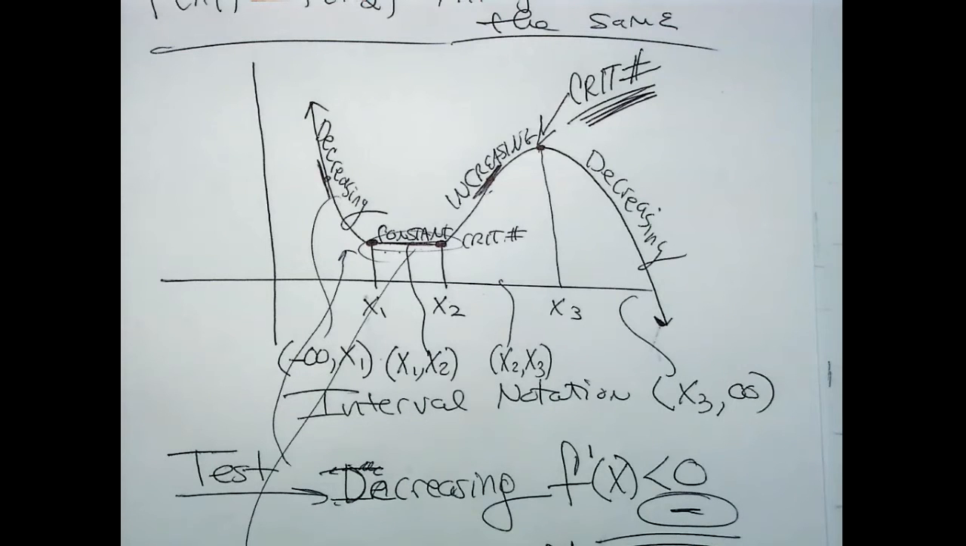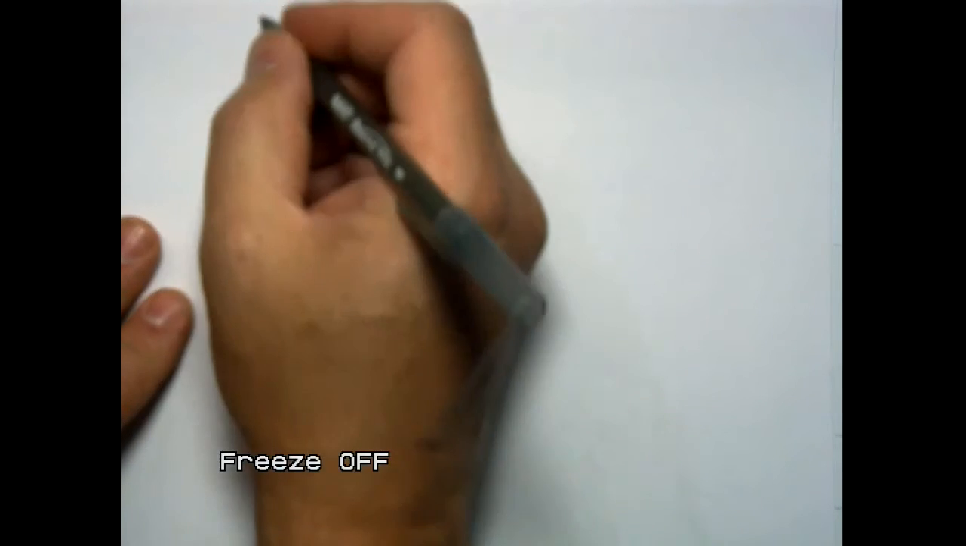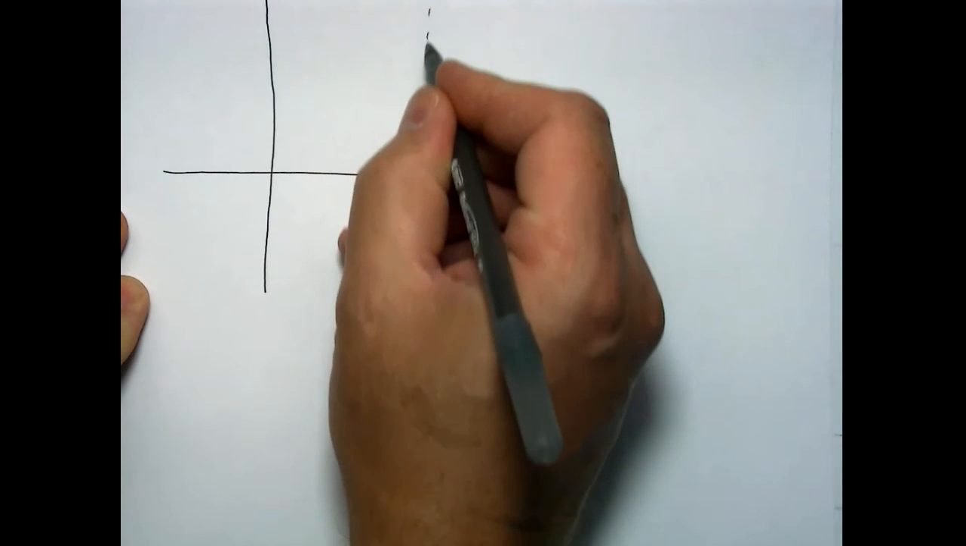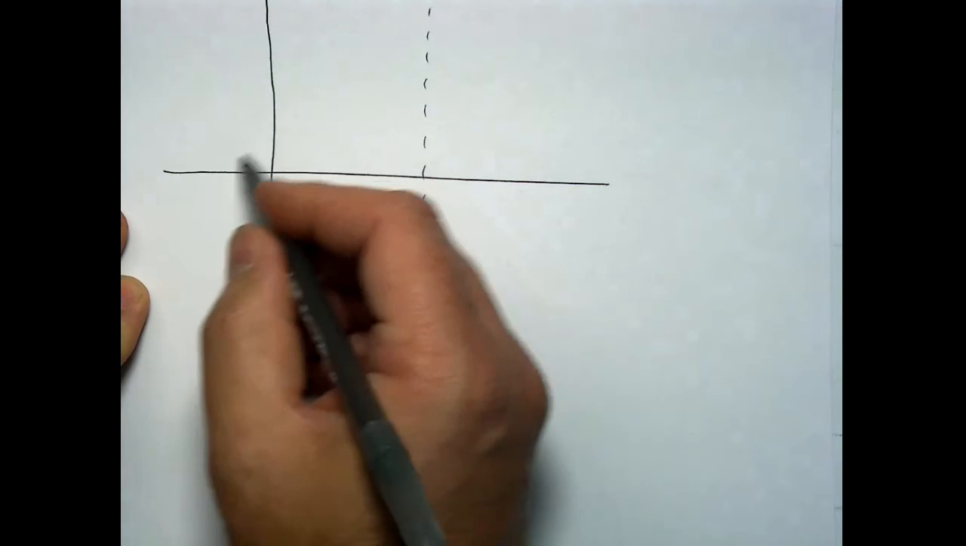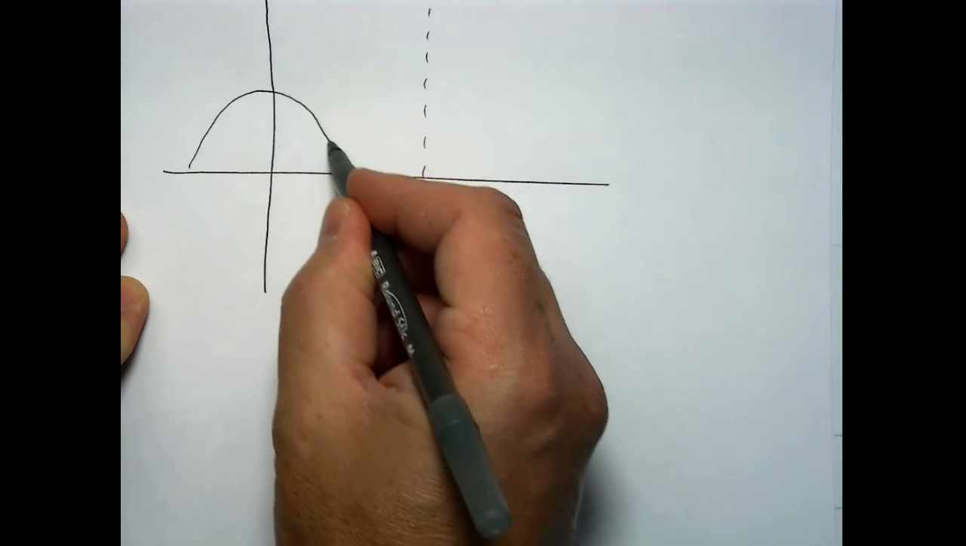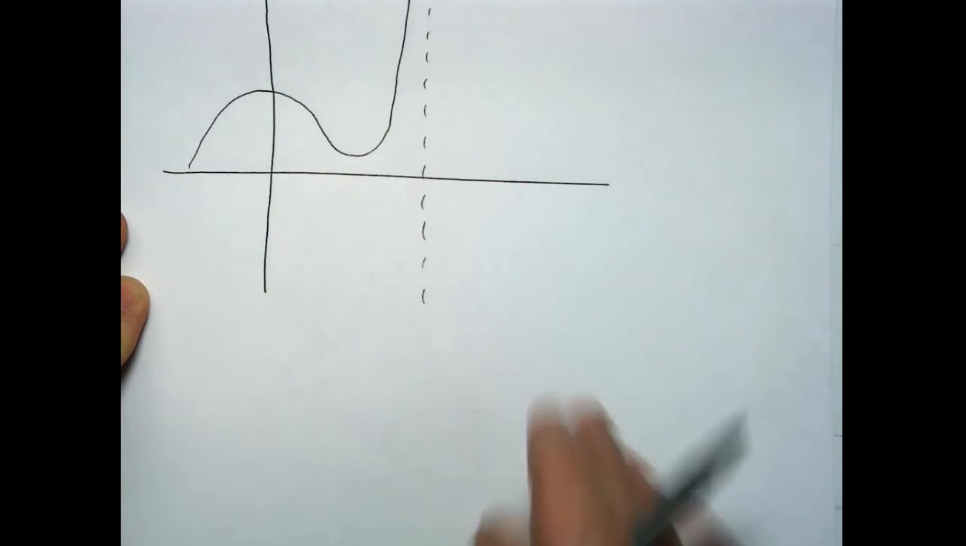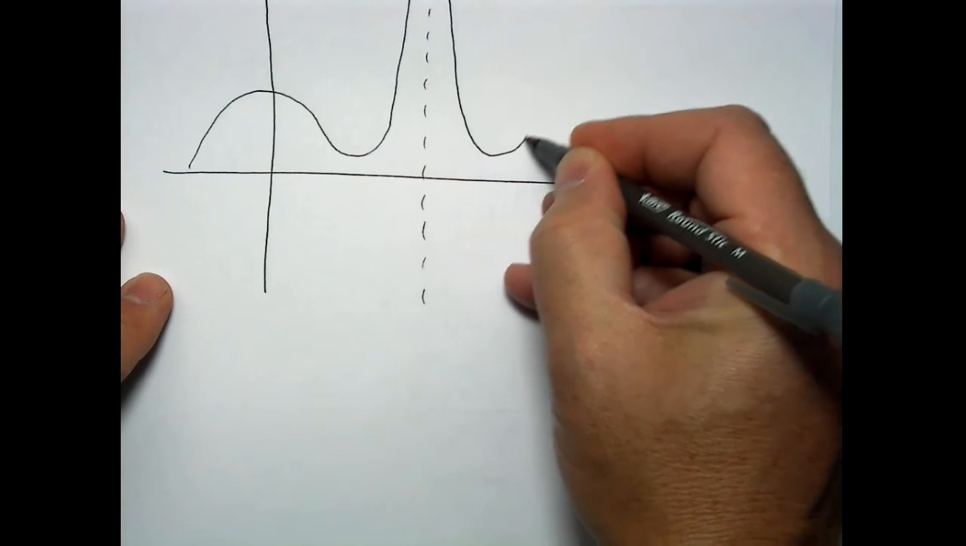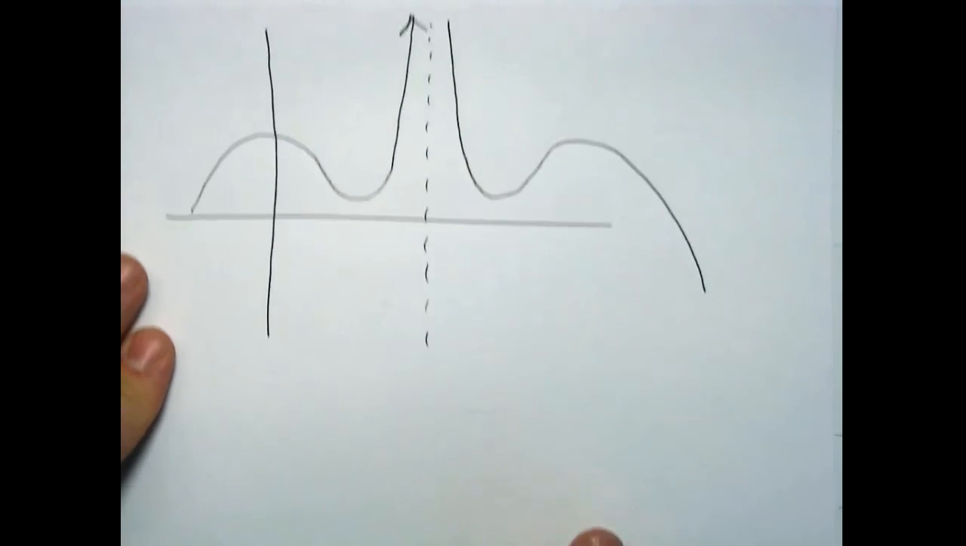But does it always occur at a critical number? That's the question. Let's take a look at another curve. Put an asymptote right there. So I'm going to draw a curve here that looks maybe something like that and then shoots off the page. And then it comes back down and maybe it's even symmetric and does something like that.